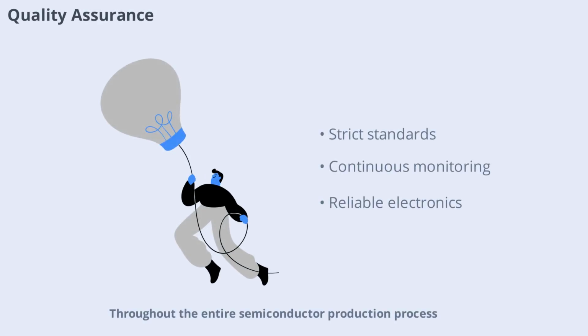Throughout the entire semiconductor production process, strict quality assurance measures are in place. From raw material inspection to final product testing, every step is monitored to ensure the highest standards are met. This commitment to quality is what makes modern electronics so reliable and efficient.